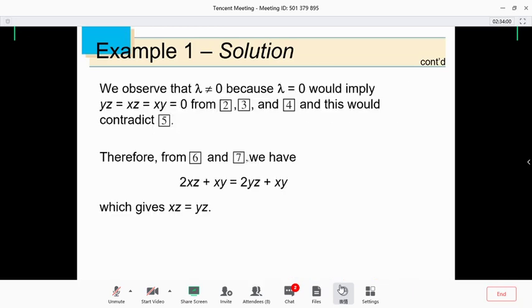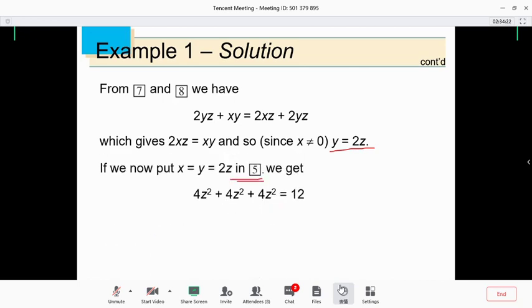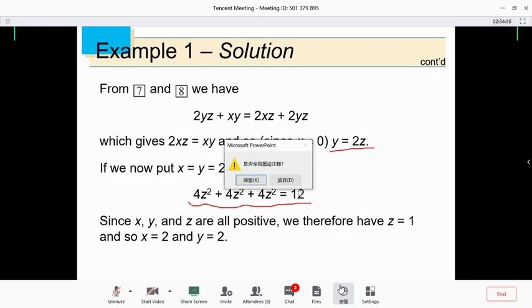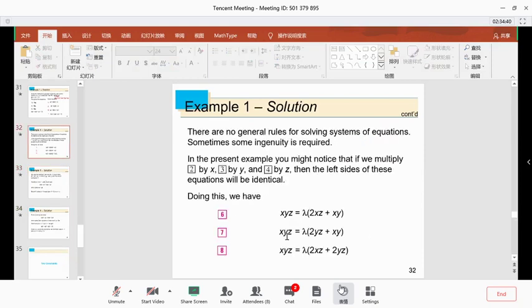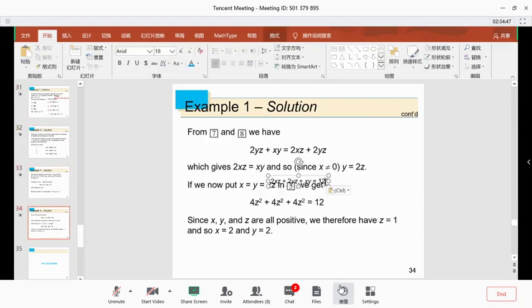So here we can get x equal to y, and y equal to 2z. Then we take these two results in the equation 5. In the equation 5, we can get 4z squared plus 4z squared plus 4z squared equal to 12. Where is equation 5? So this is the equation 5.